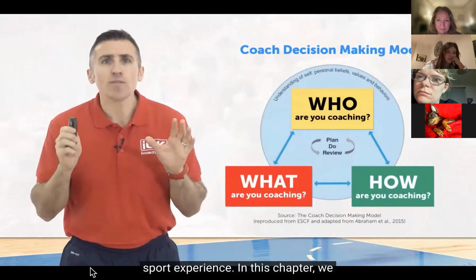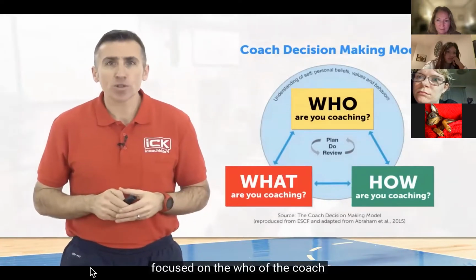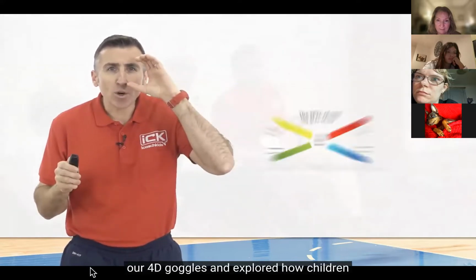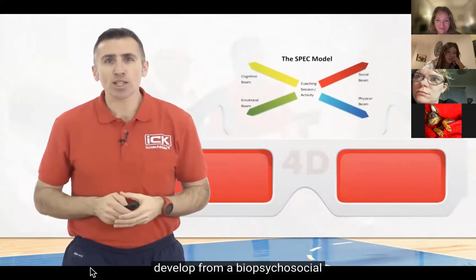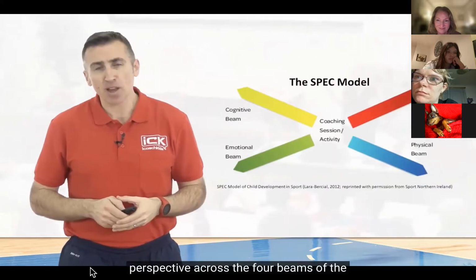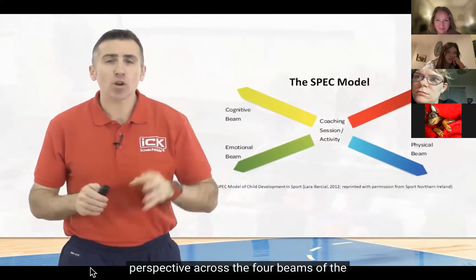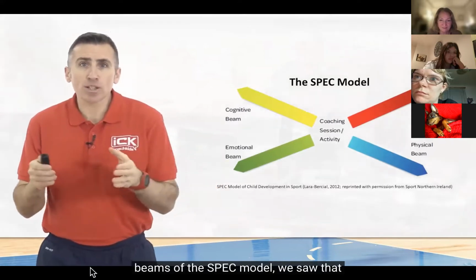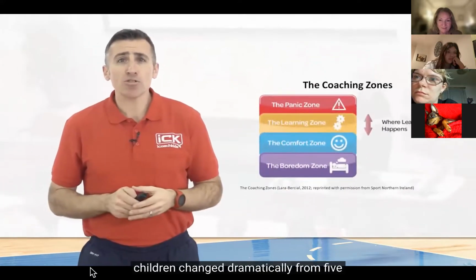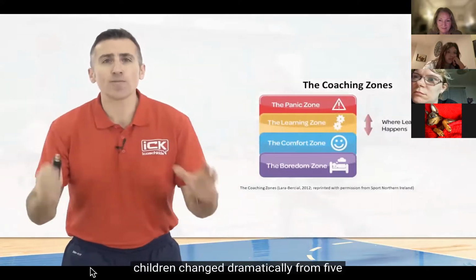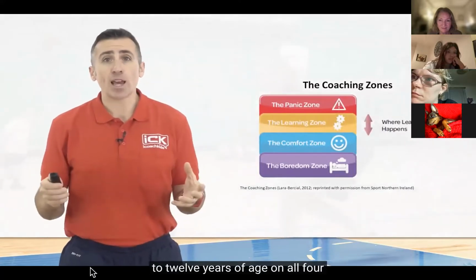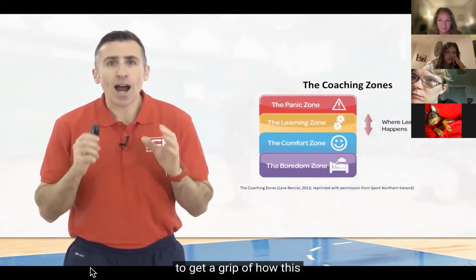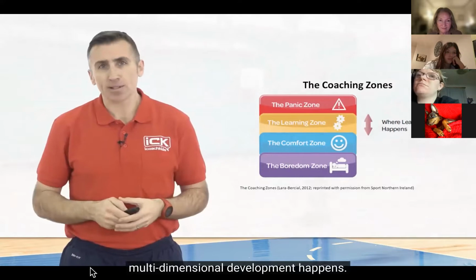In this chapter, we focused on the who of the coach decision-making model. To do so, we put our 4D goggles and explored how children develop from a biopsychosocial perspective across the 4 beams of the SPEC model. As we travel along the 4 beams of the SPEC model, we saw that children changed dramatically from 5 to 12 years of age on all 4 dimensions. It is paramount for coaches to get a grip of how this multidimensional development happens.